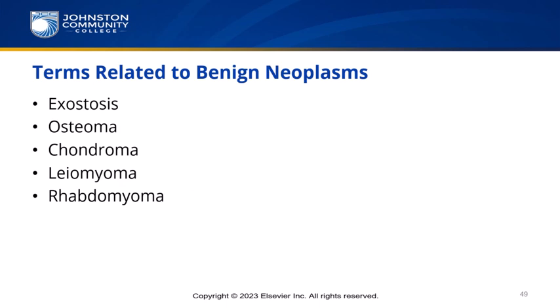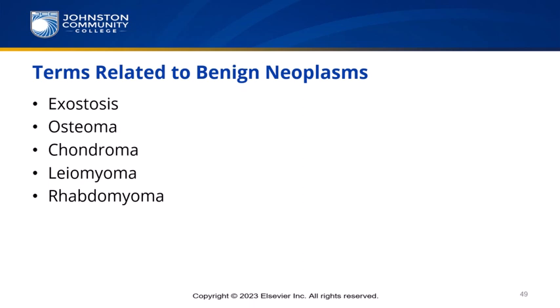Now let's discuss some terms related to benign neoplasms. Remember, benign means non-cancerous. An exostosis, ex meaning out, osteo meaning bone, osis again meaning abnormal condition, is an abnormal outgrowth of a bone. Synonyms are hyperostosis and osteochondroma. An osteoma is a benign tumor of bone, oma being our suffix for tumor. A chondroma is a benign tumor of the cartilage. Remember, chondro means cartilage. It usually occurs in children or adolescents.